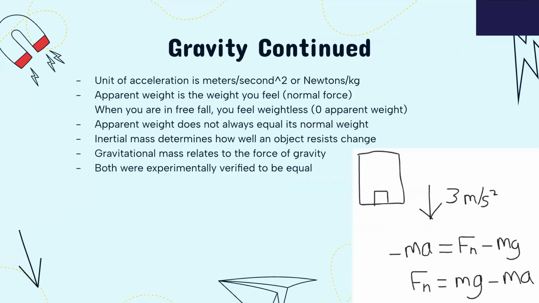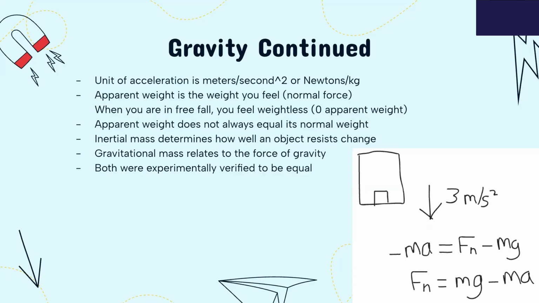Okay, continuing on gravity, the unit is meters per second squared or newtons per kg. And one more thing is that the apparent weight is the weight you feel, the normal force. So when you're in free fall, you feel weightless. That means there's zero apparent weight. There's nothing pushing on you, assuming no air resistance. Apparent weight does not always have to equal your normal weight. The force of gravity doesn't always have to equal that.